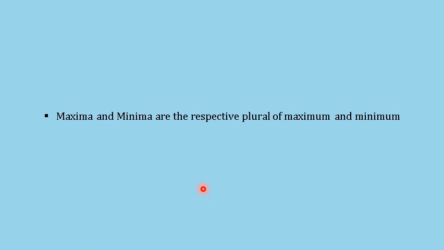Maxima and minima are the respective plurals of maximum and minimum. To find maxima or minima, we use f prime of x equals 0. In the previous lessons, we determined the stationary points, which were the local maximum and the local minimum. At those points, the gradient was equal to 0. That's why here we have f prime of x equals 0.